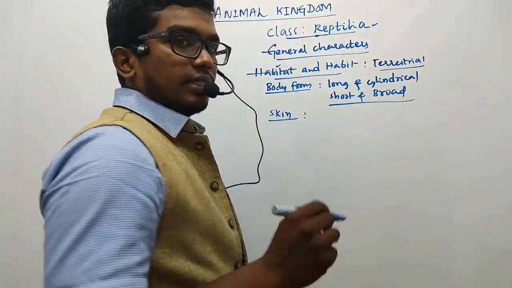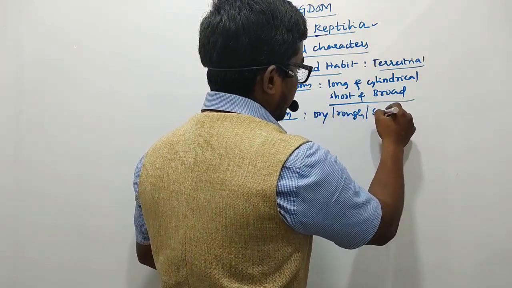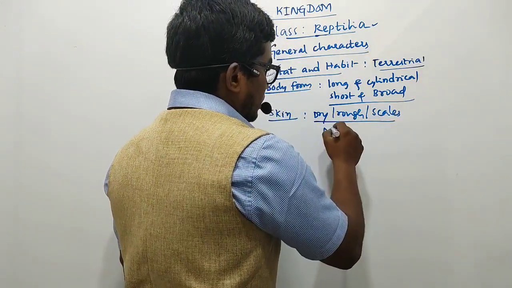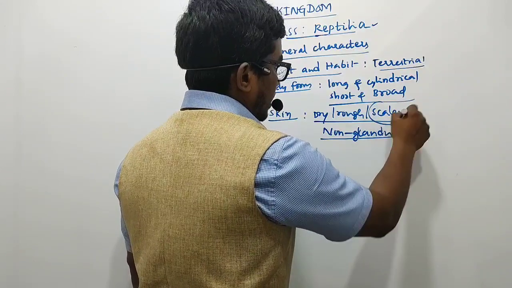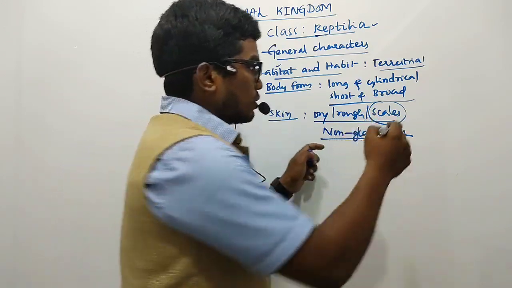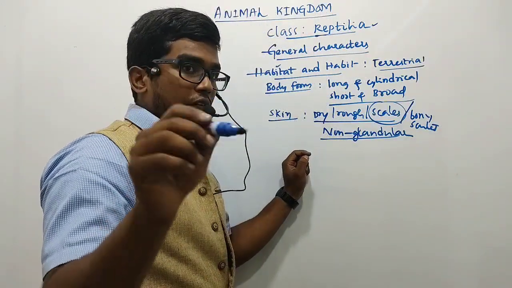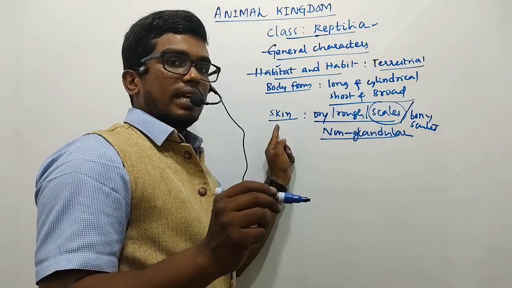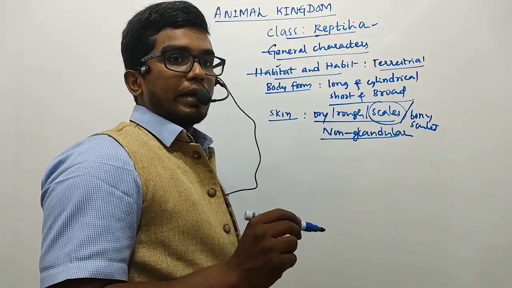Alright, so here skin is dry, rough, and it is provided with scales. Dear students, it is also non-glandular. No glands are generally present in the skin. See, these scales are important to note down. We can say these are bony scales, or we can refer to them as bony scutes, or one more term we can use, epidermal scales, because they arise from the epidermis of the skin. So that is why we can refer to them as epidermal scales.